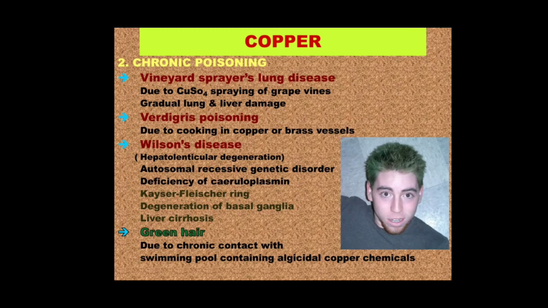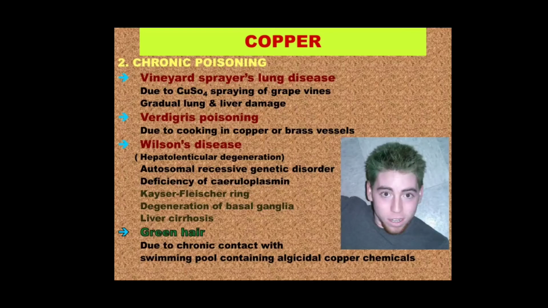Vineyard sprayer's lung disease, because of constant exposure resulting from such spraying, results in gradual lung and liver damage with consequent manifestations. Then you have verdigris poisoning, which is seen in individuals who eat food that is mainly cooked in copper or brass vessels. As I have mentioned, brass is an alloy of copper plus zinc. So when somebody chronically eats food from such vessels, there is a possibility of copper poisoning, subacetate, as a result of which there can be manifestations more or less the same as seen in the case of other copper salts like copper sulfate.